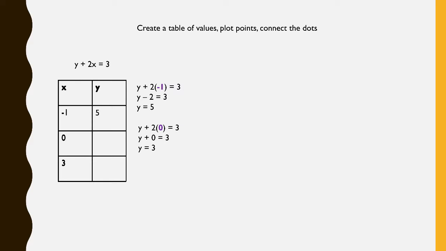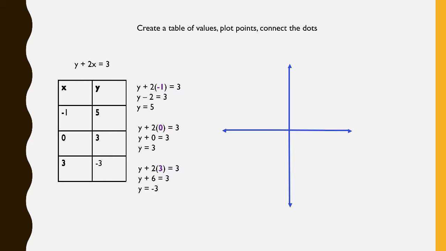Let's go to the second one. Substitute the 0 in for the x. Plug that number in. Work the arithmetic, and you get y is equal to 3. And finally, our third value for x. Plug the 3 in for x in our equation. Solve it for y. And we get that y is a negative 3. So now we have 3 points. We're ready to construct our graph.